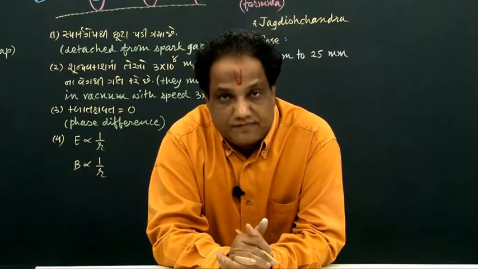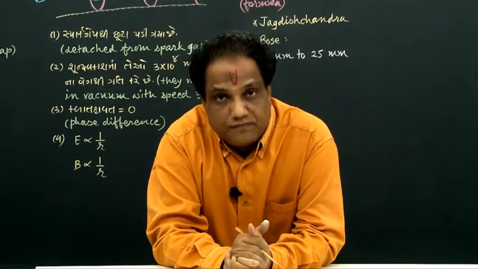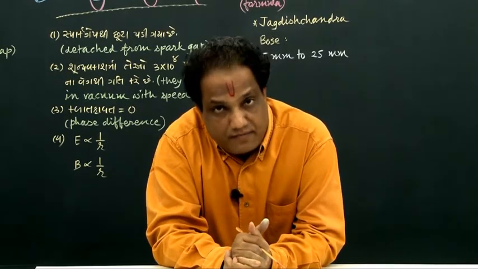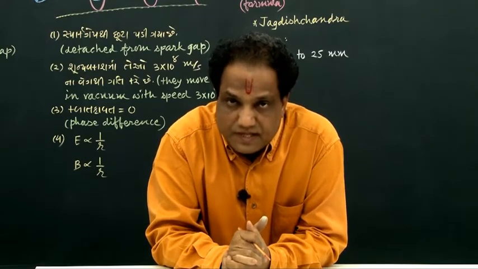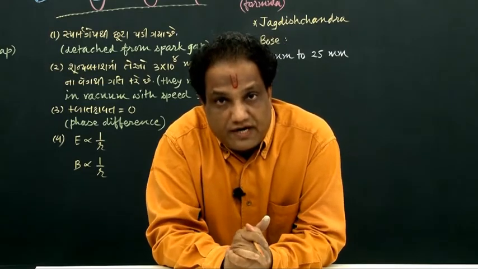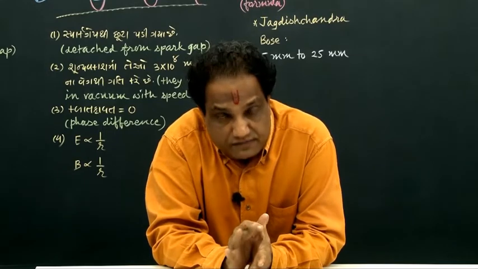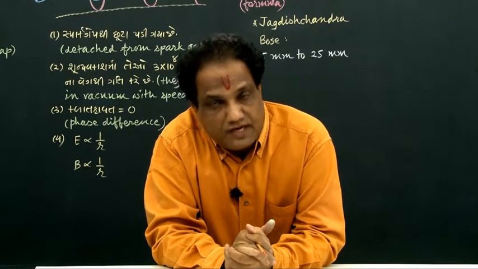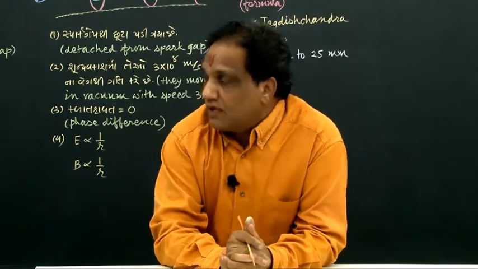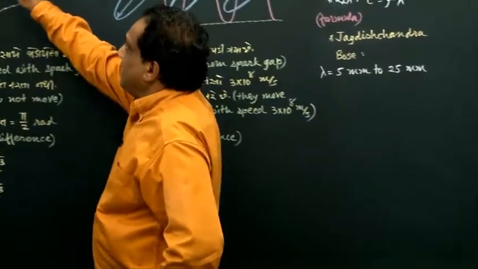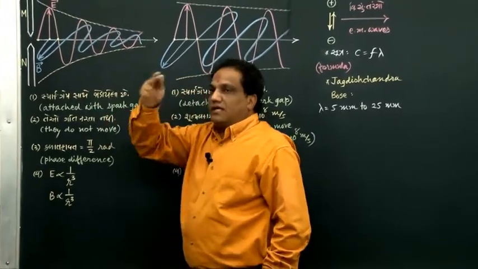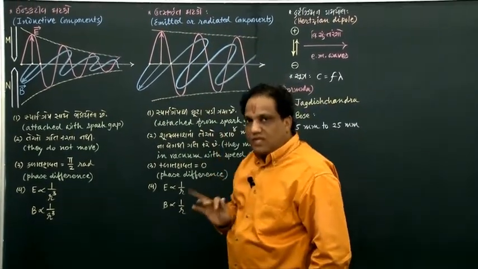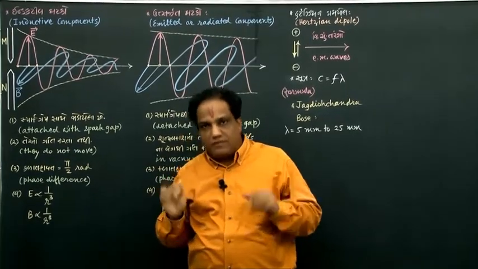Come on, my dears. Just now we have understood the generation of electromagnetic waves from the spark gap in Hertz experiment. Now, in those generated electromagnetic waves, we find two types of electromagnetic components. Which two types? Let us see them in detail now. One type is called inductive components. Another type is called emitted or radiated components. What are the points of difference between them? I am showing you.